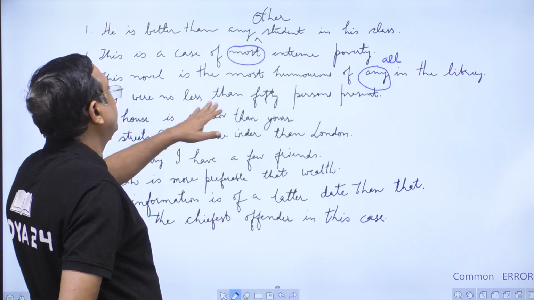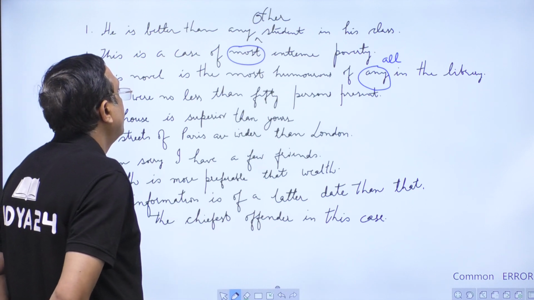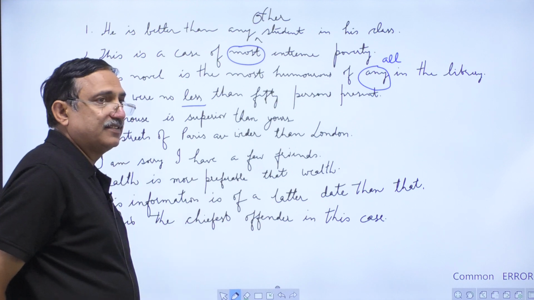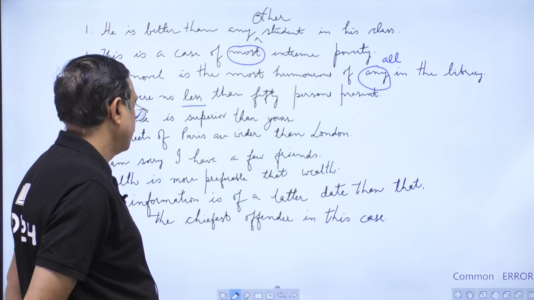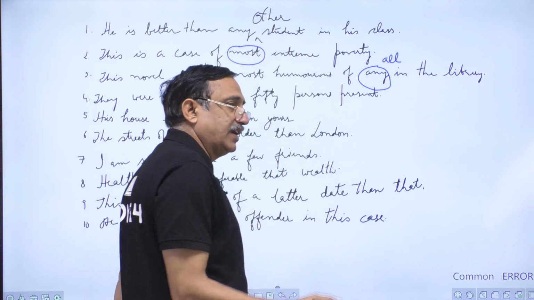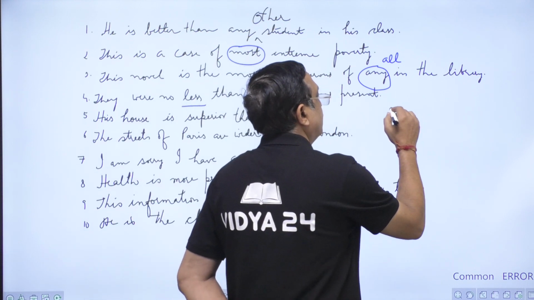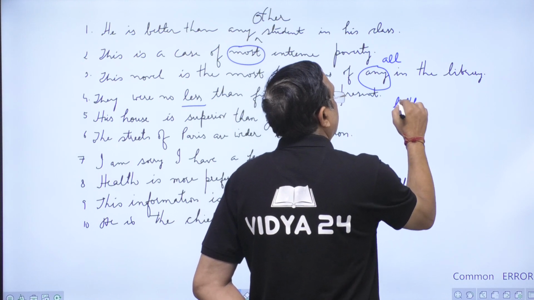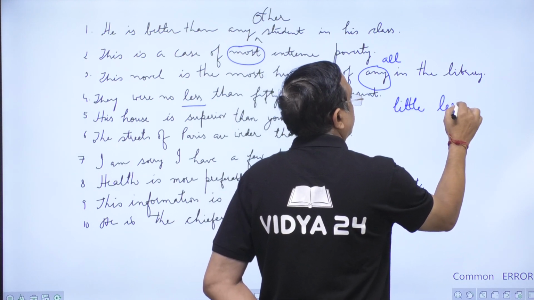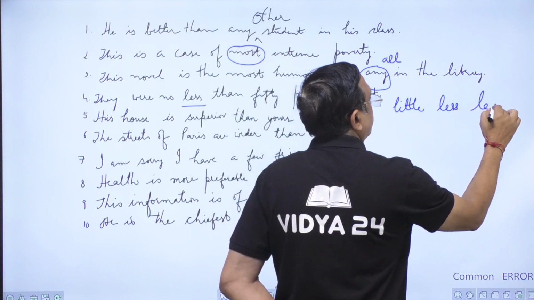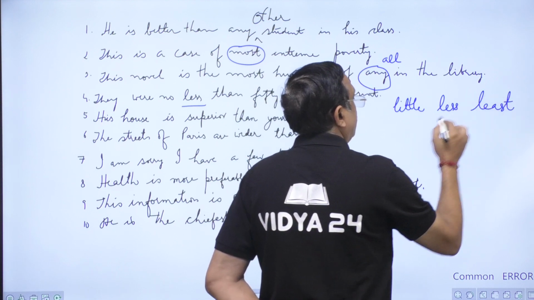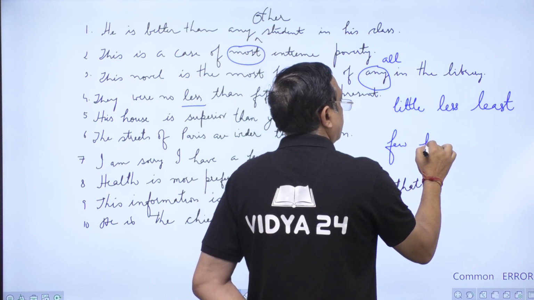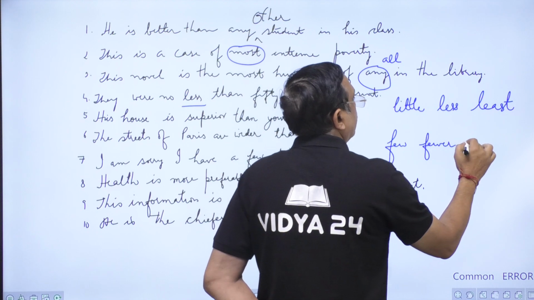There were no less than 50 persons present. So here we see the error is in less. Let us see what the degrees of comparison are. Little, less, least. Similarly, few, fewer, fewest.